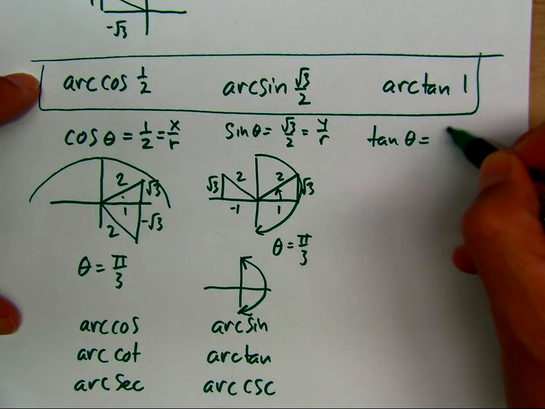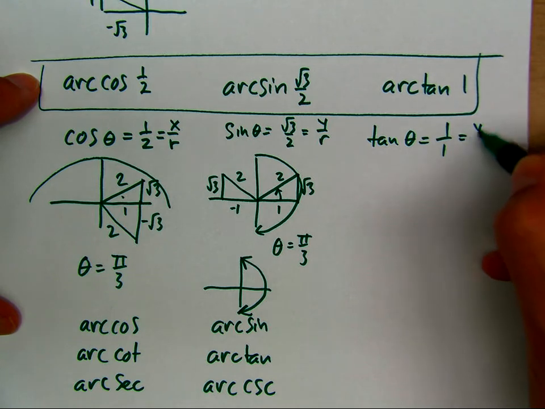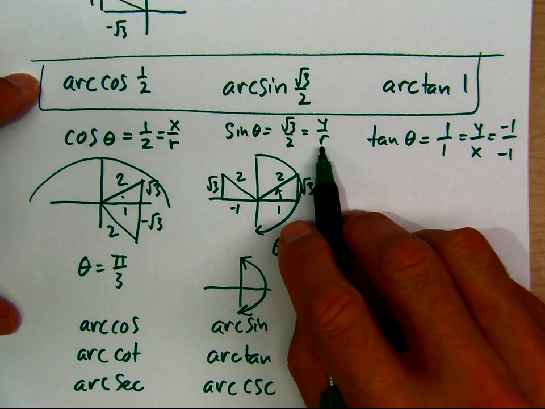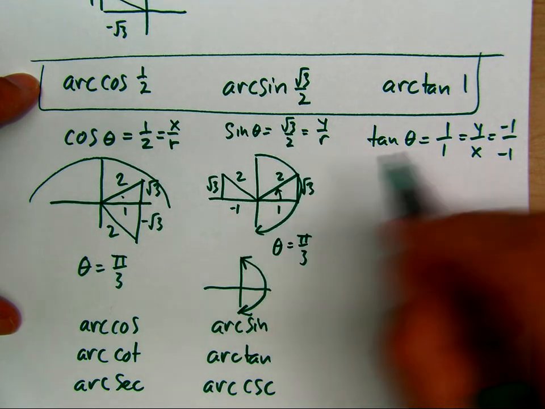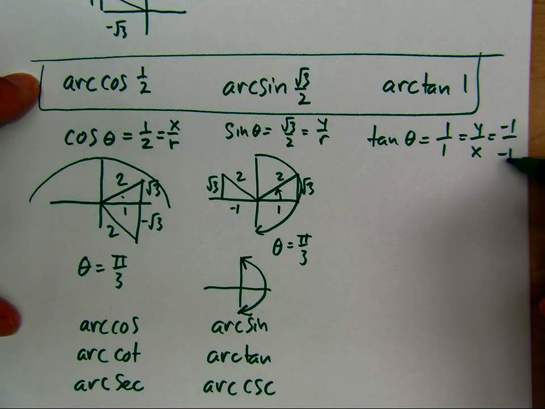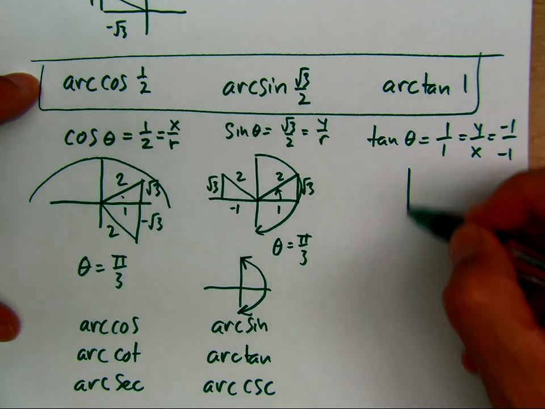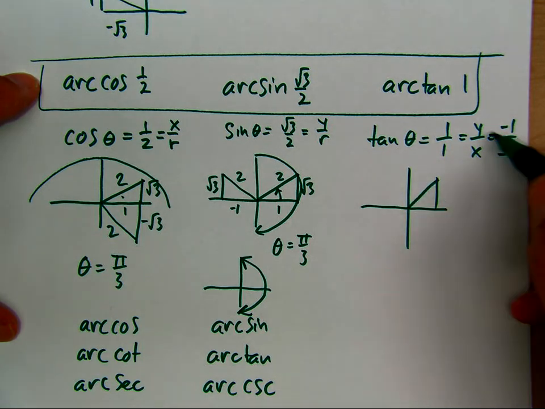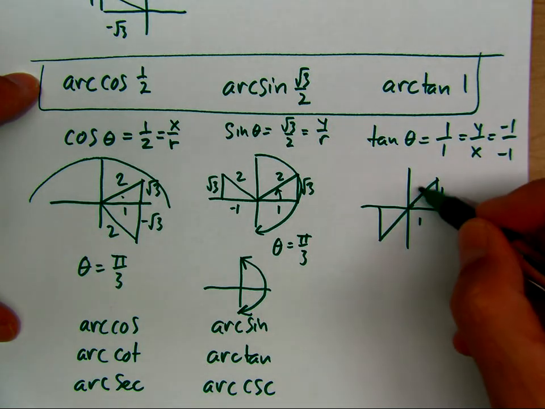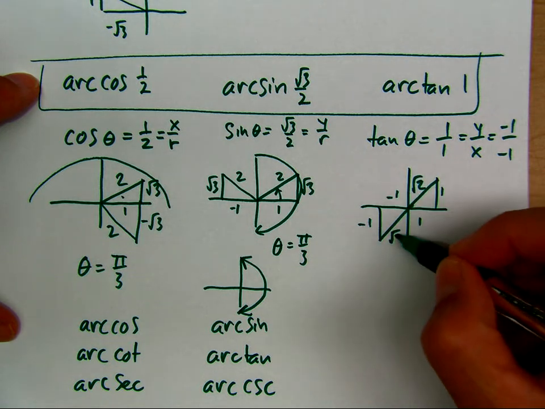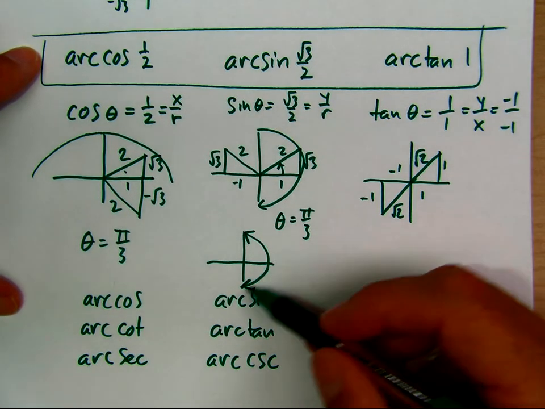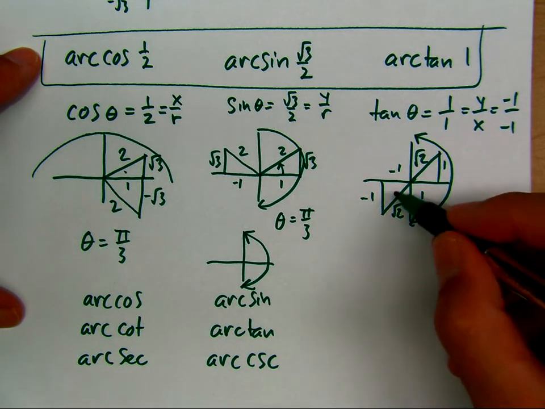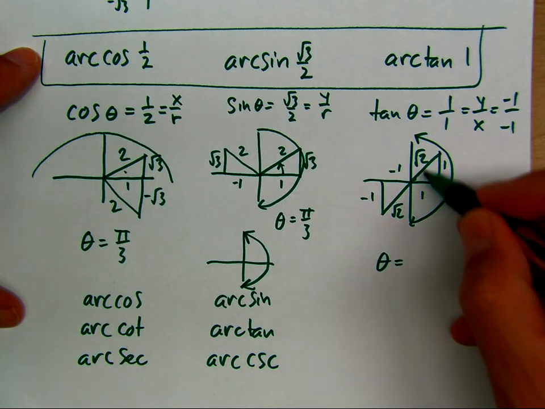Tangent of some angle equals 1. Let's make it a fraction, and we'll say it's y over x. But this could also be a negative over negative. Here the radius is always positive, so y must be positive. With y and x, we can change both signs, and that gives us two angles: positive y, positive x, and negative y, negative x. But arctangent has the same range as arcsine, so we're only going to look right here, and that means we ignore that one. So the angle is pi over 4.